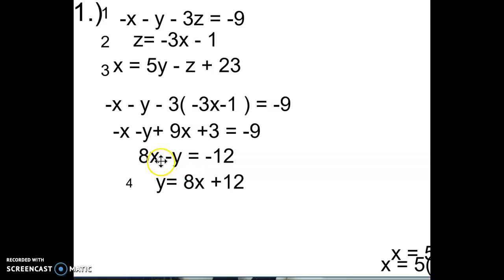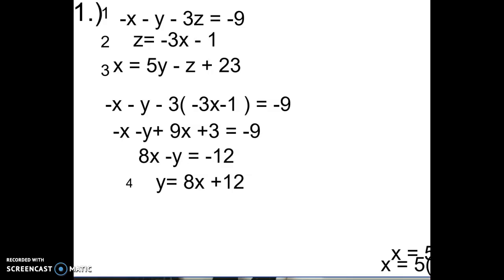Now if we look up here at the 8x minus y equal to negative 12, we can stop there, and then we can look at the z and see we already have it in terms of x, and that's how we decided to solve for y here. There are going to be times where you will have to substitute another time in order to find which variable you can make all the same.